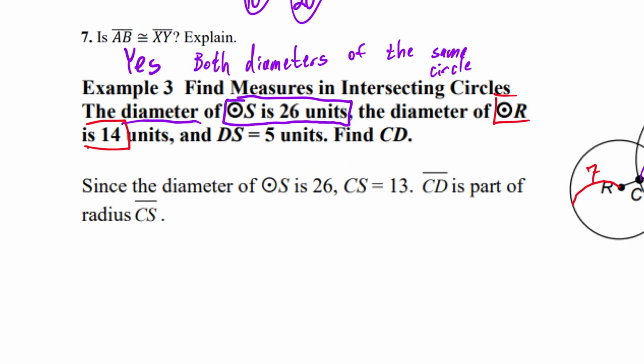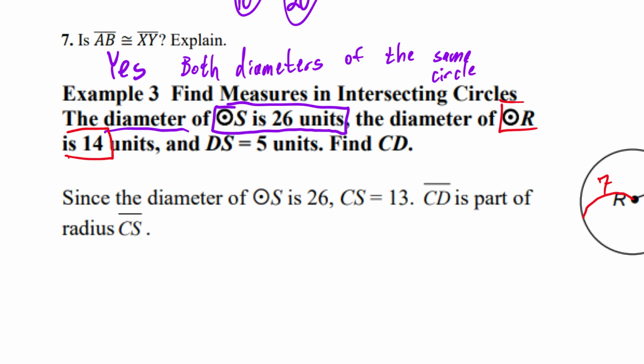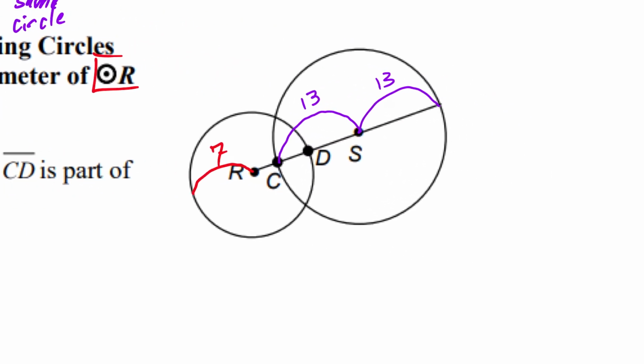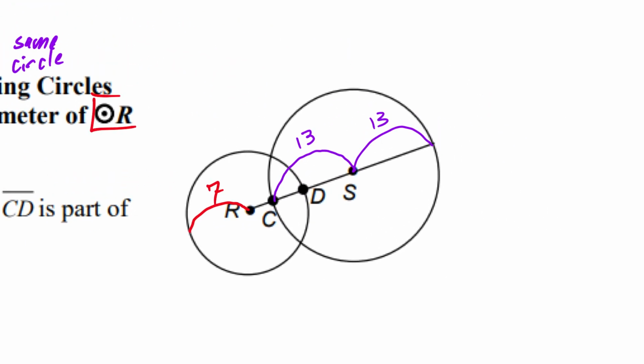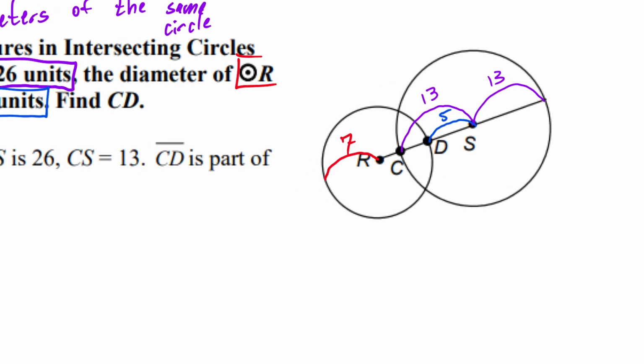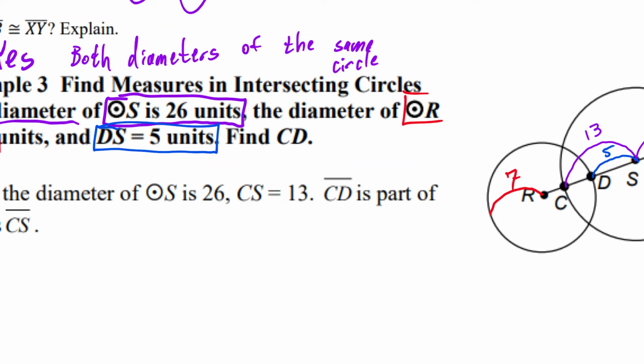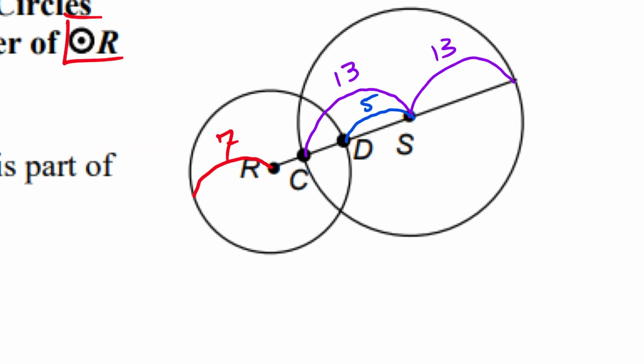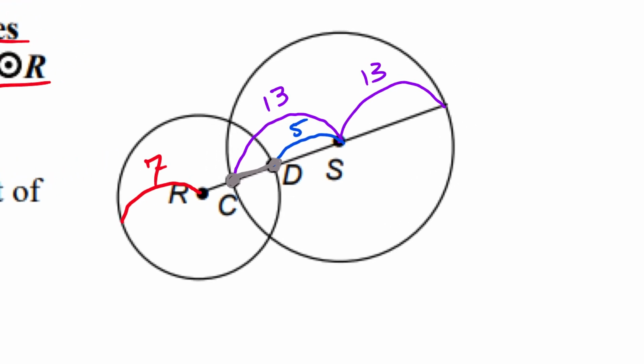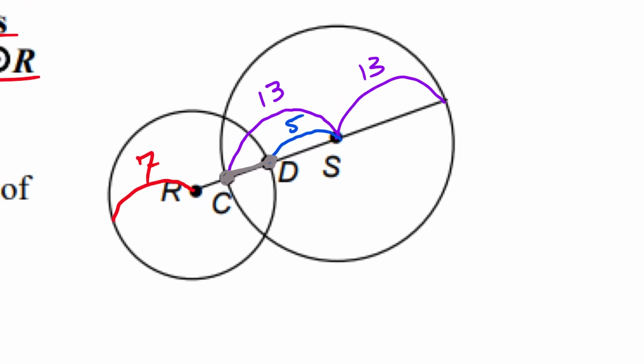Okay? And then the other piece of information is it tells me right here that DS is 5 units. So DS is right here. That's 5. And the statement is, find CD. So CD is from here to here, which, the way they drew this, they did not draw it to scale. It's not going to make sense with the picture.